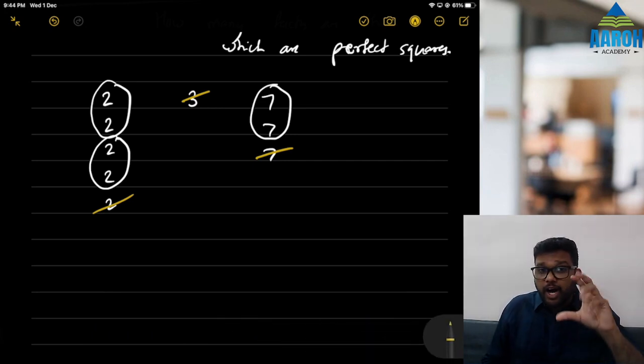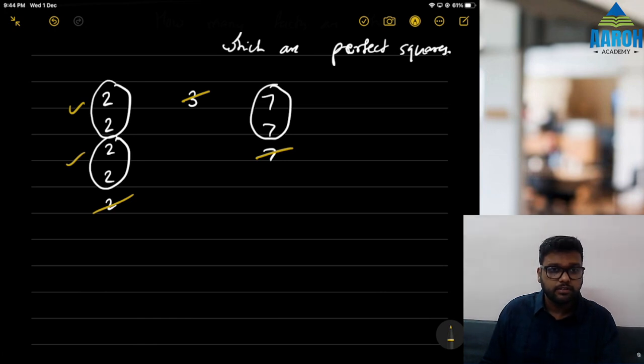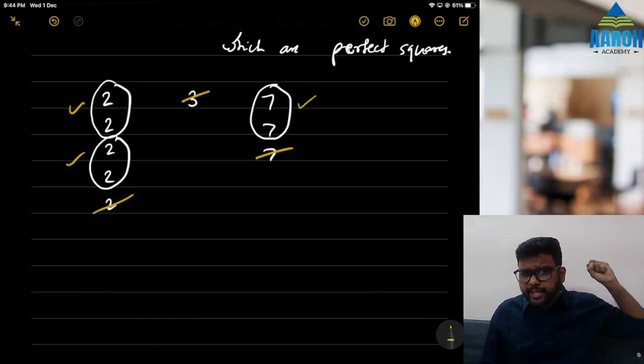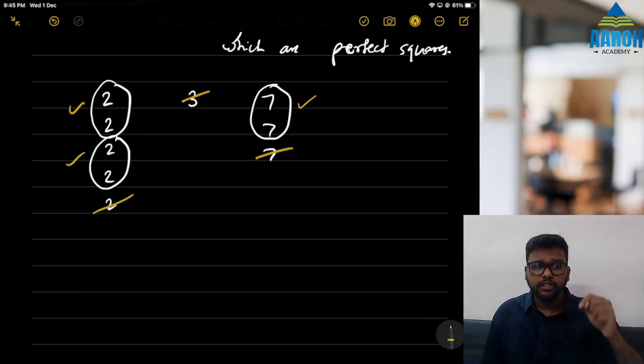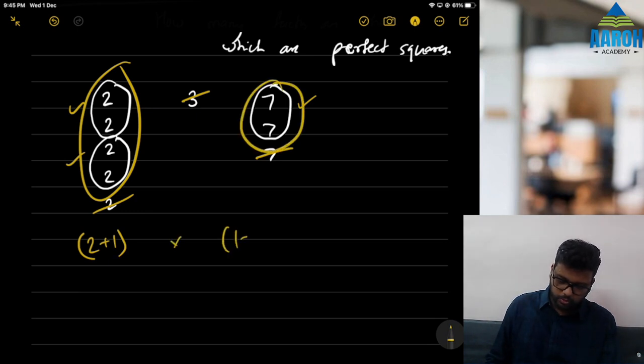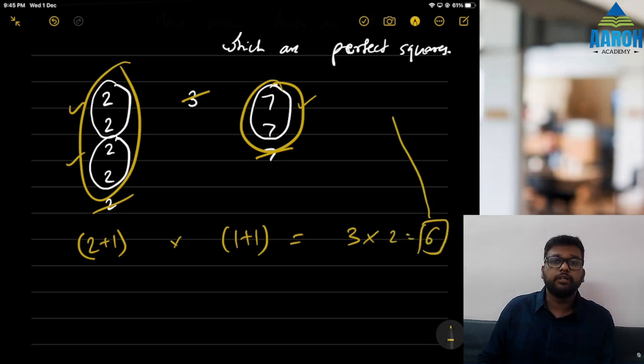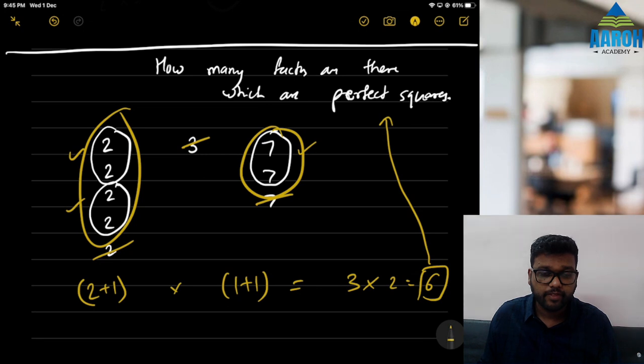That can never become a perfect square, right? That means we have how many pairs now? We have 1 and 2 pairs, and here we have 1 pair. Again we have to select any number of objects out of these. So it will be 2 objects, so 2 plus 1, 3, into 1 object, so 1 plus 1, 2. So that is going to be 3 into 2, which is 6. So there are 6 factors of this number which are perfect squares.